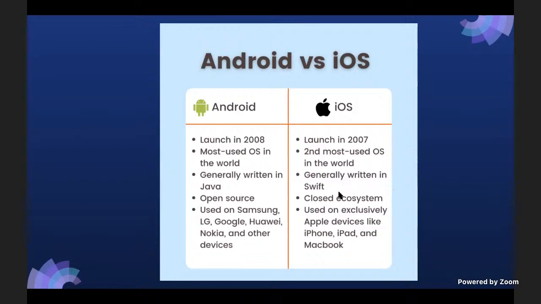Okay. Great. So it's used by a lot of popular companies: Microsoft, Samsung, LG, Google, Huawei, and Nokia, and other companies that are emerging right now. There is iOS, which was launched in 2007. It's also very popular right now. It's generally written in Swift. It's a closed ecosystem, used on iPhone, iPad, and MacBook.